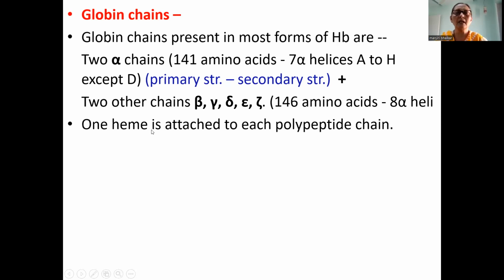Now, one heme is attached to each polypeptide chain. That means in one hemoglobin structure, you have 4 heme and 4 globin chains. Is that clear? Now, each heme is also made up of 4 pyrrole rings. So it is a 4-4-4 type of structure. So, 4 pyrrole rings make 1 porphyrin, 4 porphyrin, that is 4 heme, and then you have 4 globin chains. So, that completes the structure of hemoglobin.